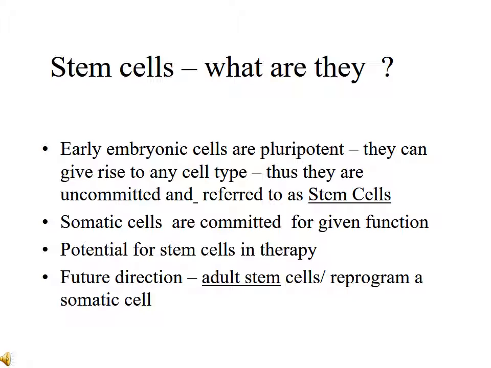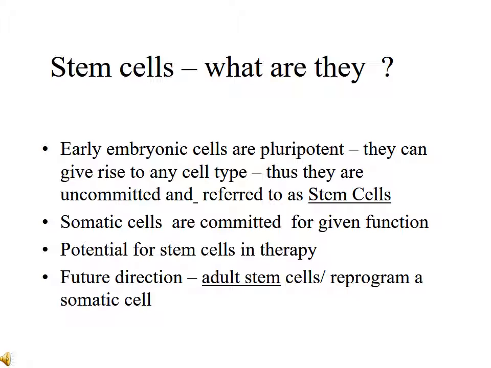Now, somatic cells are committed cells. Somatic cells mean cells of the body. A nerve cell is a somatic cell. It is committed to be a nerve cell. A muscle cell is a somatic cell committed to do what a muscle cell does, and so on and so on. So somatic cells are committed cells, versus stem cells, which are uncommitted. They still are trying to decide what they will be when they grow up.